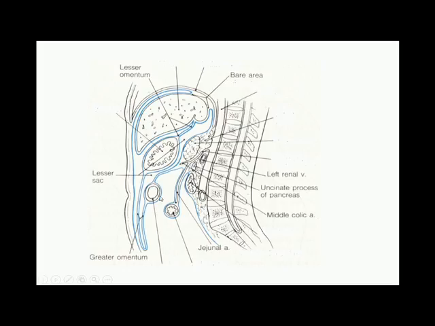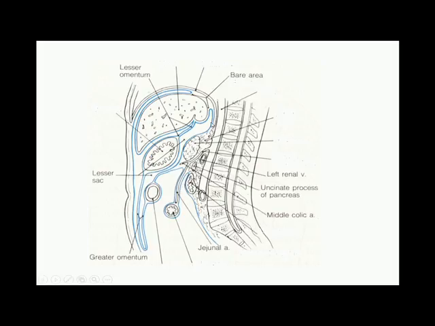If this is the transverse mesocolon, what is this? Transverse colon? Transverse mesocolon. Okay? You can see the transverse mesocolon is attached close to the pancreas. That's the pancreas. Okay? So that's a small intestine, and that's the mesentery of the small intestine.